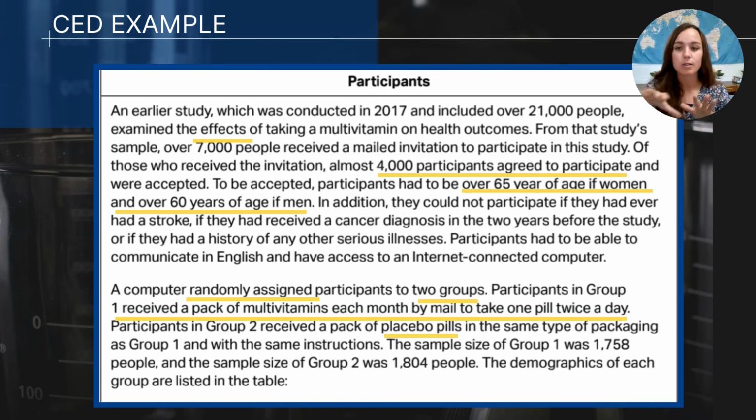And so you're randomly assigning who goes into the experimental group and gets the independent variable and who goes into the control group and does not get the independent variable. And so this is a factor of experimentation.